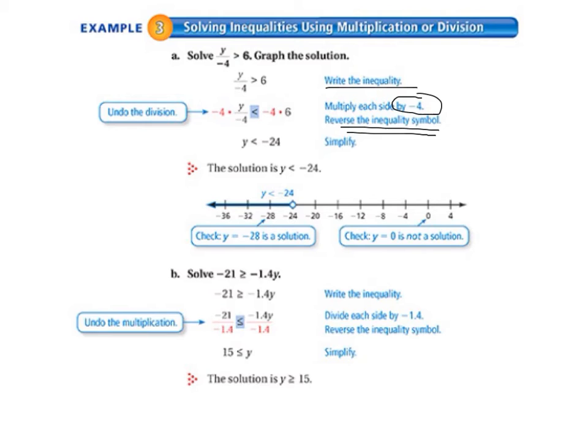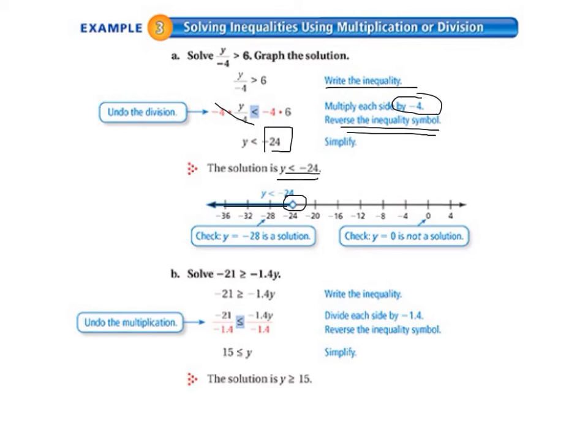and we undo the division by multiplying each side by negative 4, and we reverse the inequality symbol because 4 is negative. So when we do that, our negative 4's on the left go away, and we multiply negative 4 by 6 and we get negative 24. So our solution is y is less than negative 24. So when we graph that, we have a circle not filled in, and our graph goes to the left.